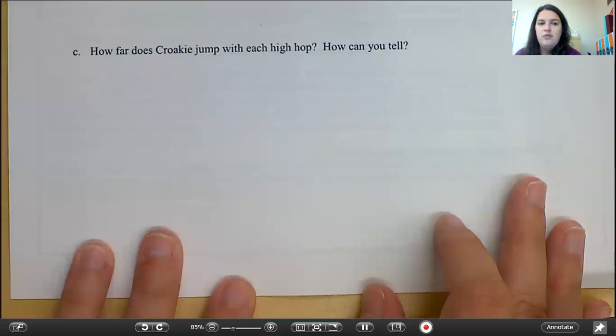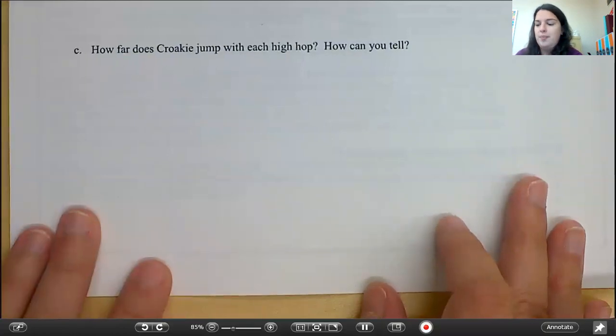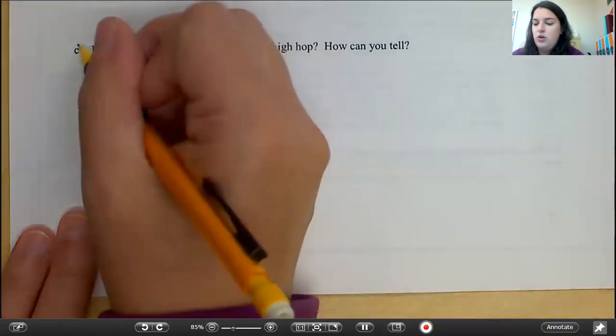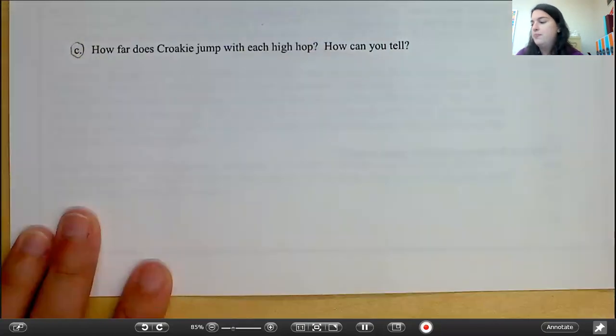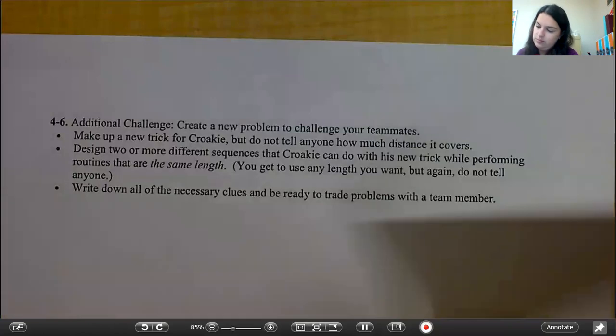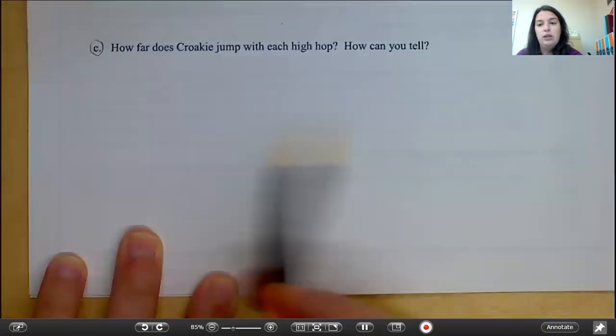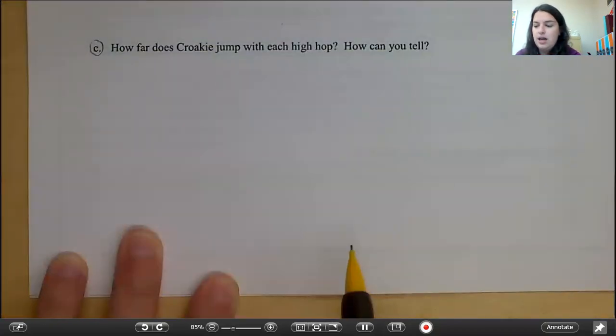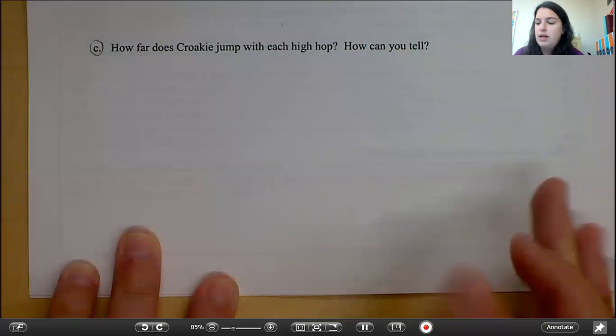Part C says, how far does Croaky jump with each high hop? How can you tell? So go ahead and pause the video and answer this question. And if you've answered this question, this is actually your last question for the lesson today. We're going to save this and talk about this one in class.